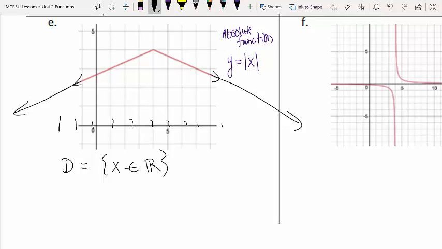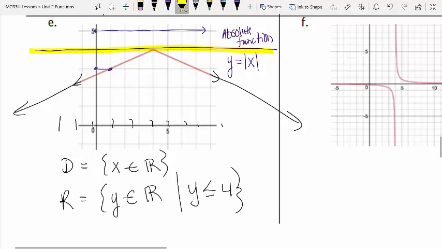Let's look at the range though, okay? Because this graph, any y value below this line here will have a point on this function, right? Because a y value of 3 would have a point right there, okay? But a y value of 5 does not have a point on the graph. So the range for this function is y is an element of the reals as long as y is less than or equal to 4. Okay, I'm saying less than or equal to because it could be 4, right? 4 will have a point.